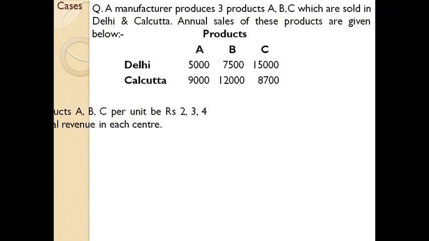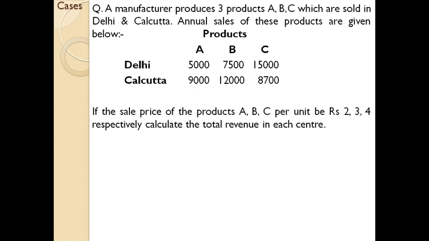And if the sale price of products A, B and C per unit is 2, 3 and 4 respectively, calculate the total revenue in each center. I hope you understand the concept. The question is simple. You need to find the total income or revenue of the concern. How are you going to find the total income? We all know, in accounting or commerce, how to find the total sales of the manufacturer.